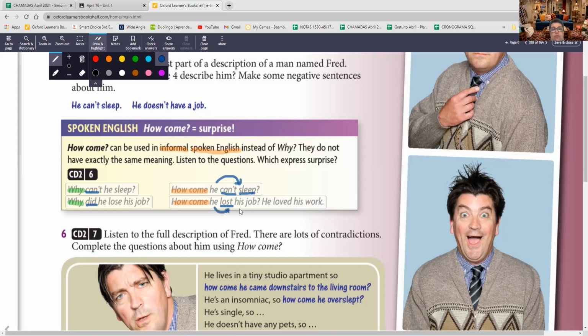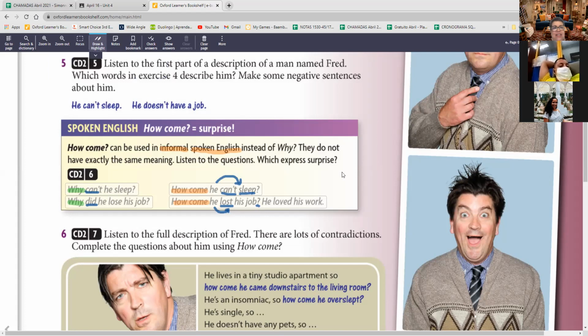So if we just read the second part, ignoring the question pronoun, it's going to be, he can't sleep, he lost his job. A statement, not a question. Okay? All right, people. Okay, teacher. All right. So when I use how come, I have to use a statement, not a question form, even though it's a question. Okay. All right, people.